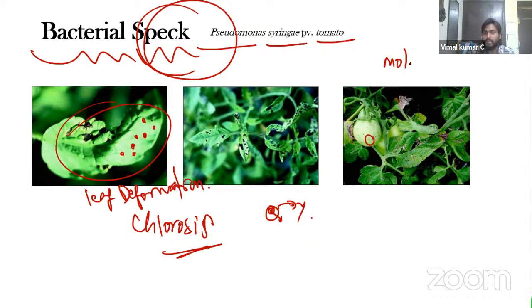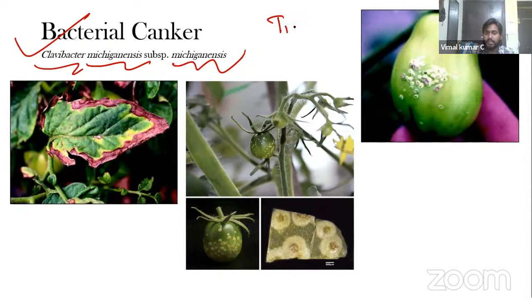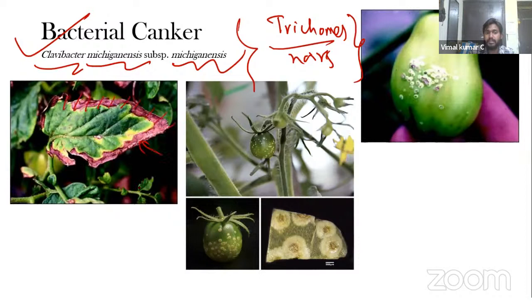So this is how bacterial speck and bacterial spot will differ, right? And coming to bacterial canker, that is Clavibacter michiganensis subspecies michiganensis. Mainly it will enter through the trichomes, or hairs, of the tomato. So how can you identify it? The first thing is the entire leaf margin of the lamina will start getting infected. The infection will start from the margin and proceed towards the lamina, right?